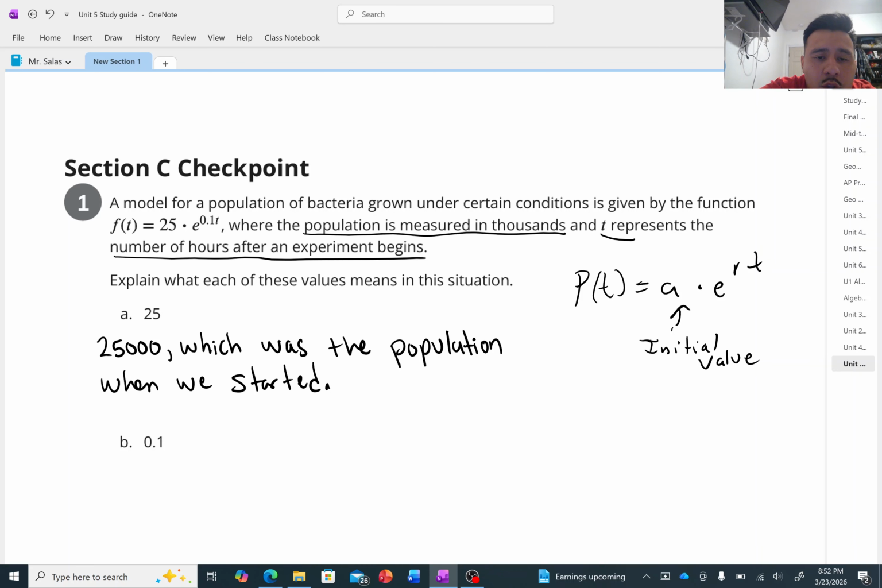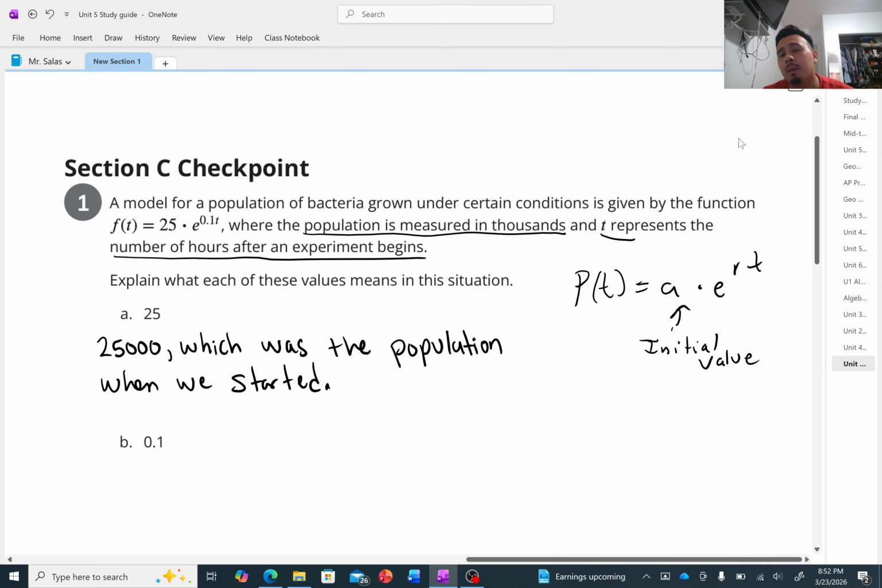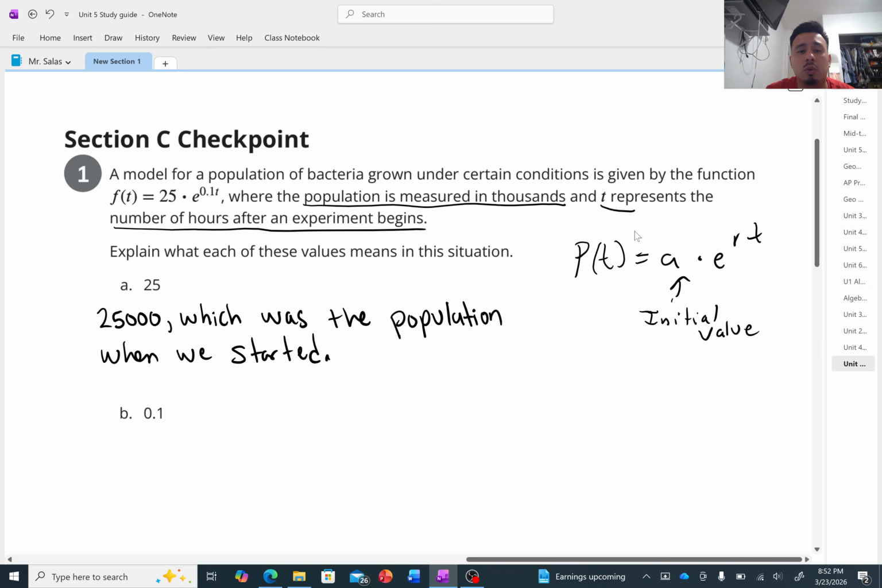Okay? Again, you want to answer your questions in complete sentences so that way it makes sense to whoever is grading your test. In this case, me, right? But for your upcoming state exams like the SBAC and your AP exams and other classes, you want to make sure you're answering in complete sentences, okay?